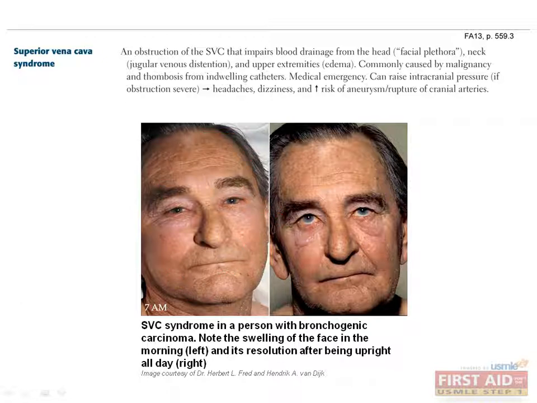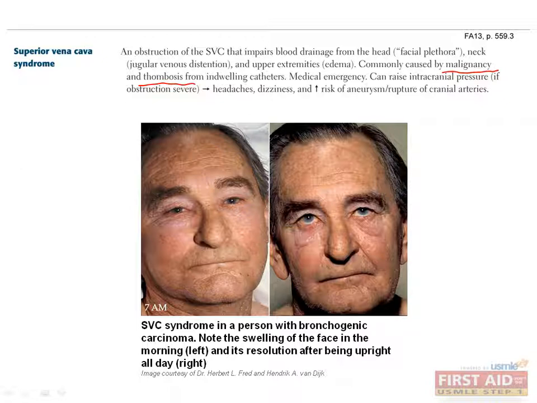SVC mostly occurs in older folks secondary to bronchogenic carcinoma. If you saw this in younger folks, what would you be thinking? Well, you might think lymphoma or leukemia or possibly something infectious like TB. Thrombosis can also be a cause, secondary to any type of coagulopathy or maybe a central venous foreign body like a catheter, a pacemaker, or a guide wire.